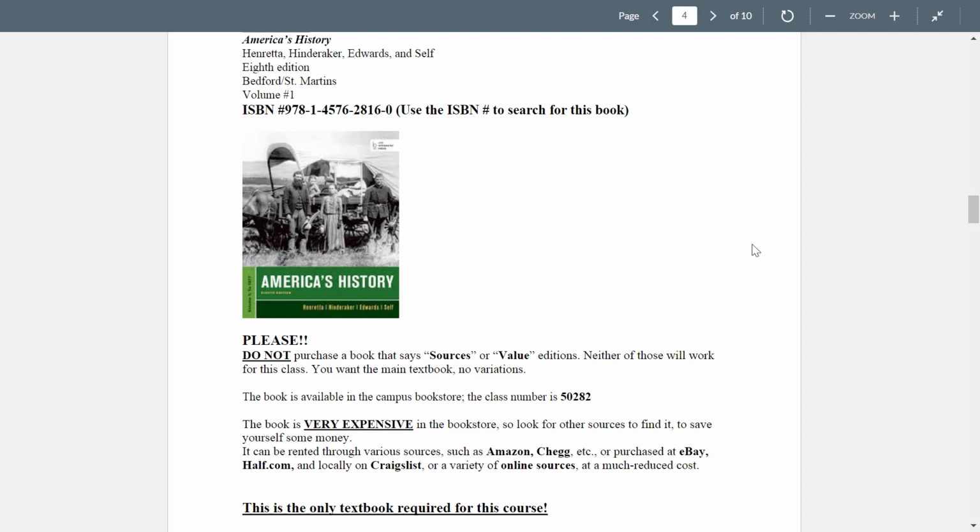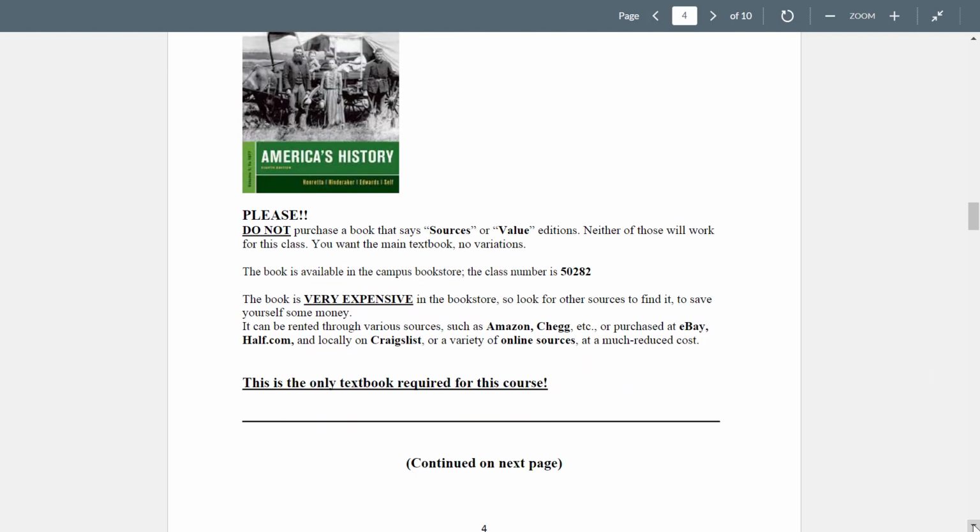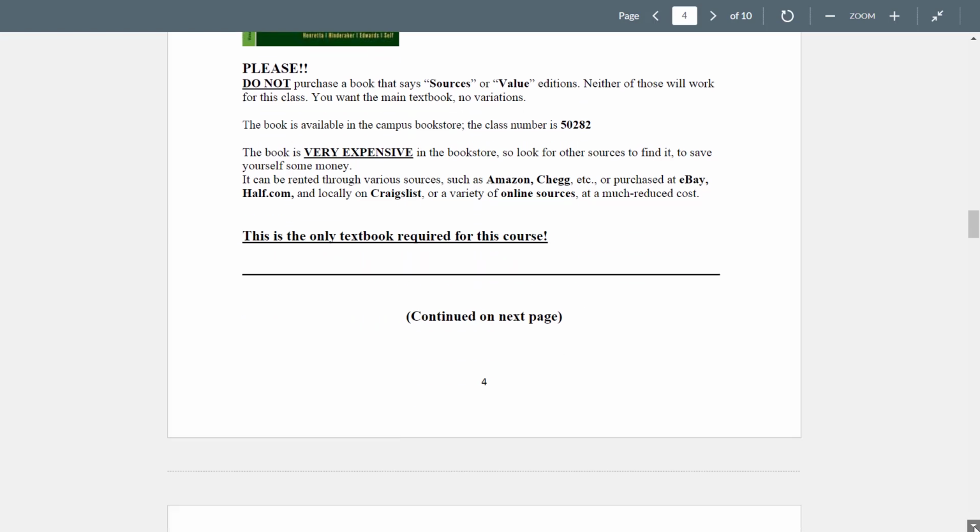So you can go to the campus bookstore. 50282 is our CRN number, but again, very expensive. So look for other sources to save yourself some money. You can rent it through Amazon, Chegg.com. You can purchase it through eBay, half.com. There's lots of online markets, and Facebook's got one. You can look on Craigslist and find a local person that finished this class recently and has a book. So please do your due diligence and try to find a reasonably priced textbook. Okay, I know that if you can find them, you can rent them for as little as 20-something dollars or maybe even less.